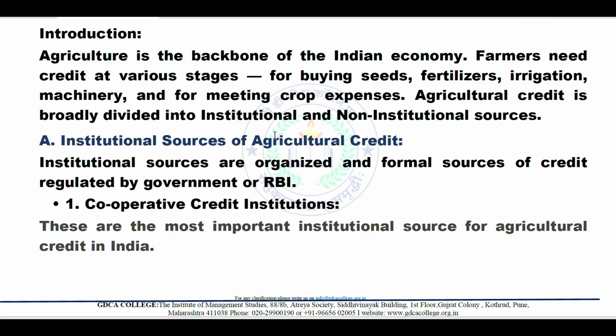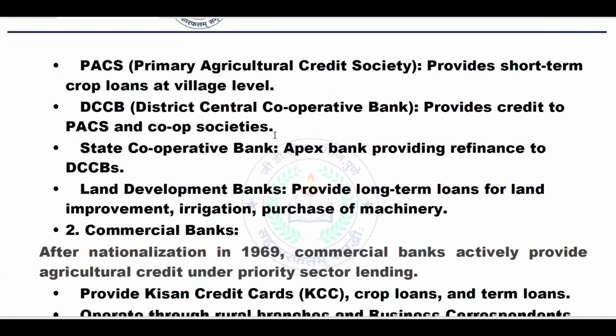Institutional sources of agricultural credit. Institutional sources are organized and formal sources of credit regulated by government or RBI. Number one, cooperative credit institutions. These are the most important institutional source for agricultural credit in India.